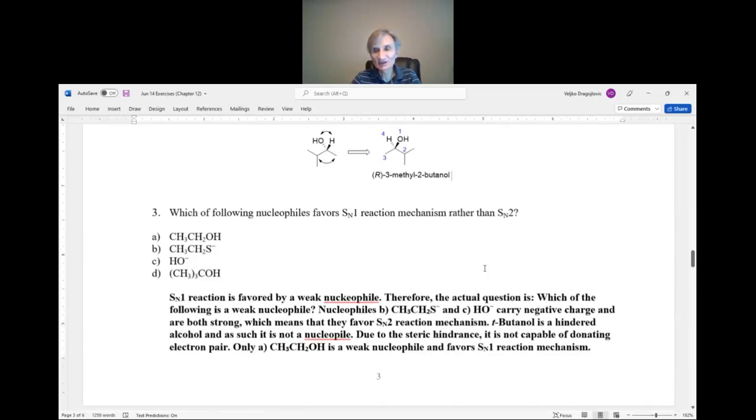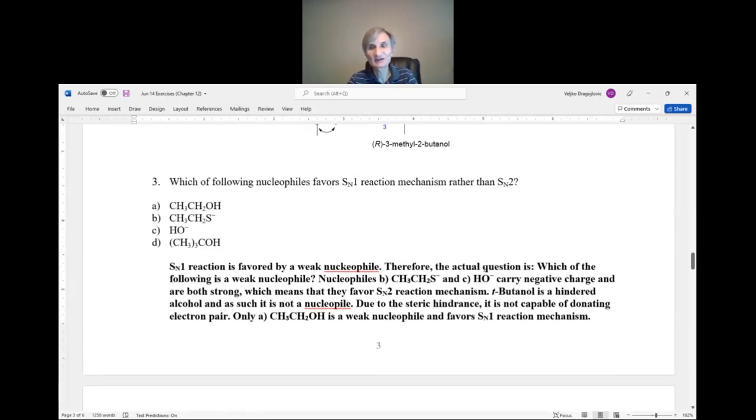And then question number 3 is also related to it, and after I finish 3, then I will check if there are any questions. Which of the following nucleophiles favors the SN1 reaction mechanism rather than SN2? And that simply means which one is a weak nucleophile. Because when it comes to nucleophiles, a weak nucleophile favors SN1, a strong one SN2. So the question is which one is weak? A appears to be weak because there is no charge. It is an oxygen nucleophile, so it does have some strength. It is a nucleophile, but with no charge, we would consider it to be weak.